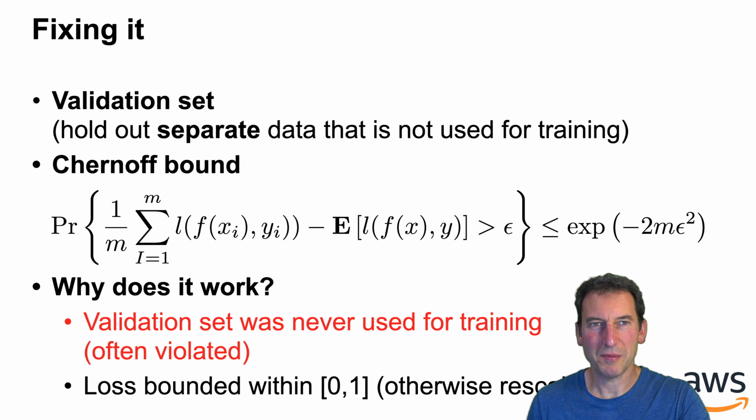The thing that we are going to concern ourselves mostly with is using a validation set. In a validation approach, you hold out separate data that's not used for training, and then use that to validate our approach. Of course, I can also use Chernoff bounds, and this very famous bound tells me that the empirical average and the expected error are very close.